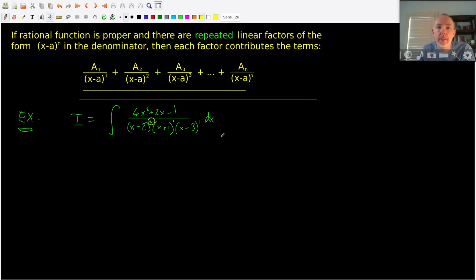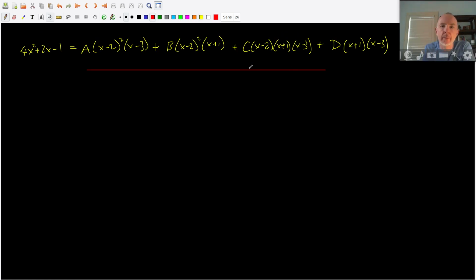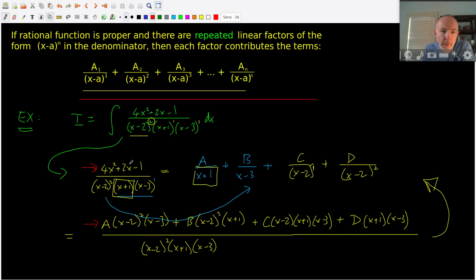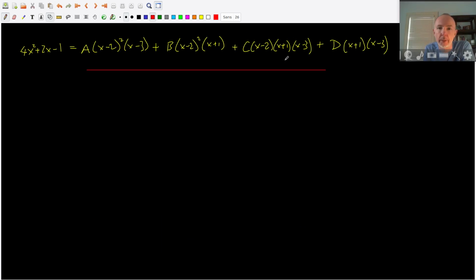So what we've got here is our second example. So here is the numerator from the previous expression. Let's go back. We're looking at 4x squared plus 2x minus 1 is equal to all of this stuff in the numerator here. I've just rewritten that expression here. And the goal here is to solve these equations for a, b, c, and d. It has to be true for all values of x.